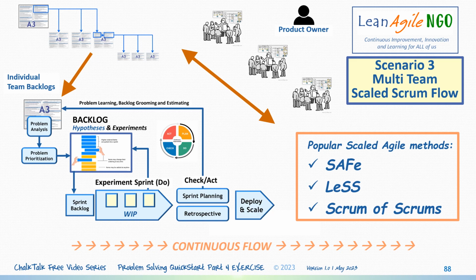In the Agile world, there are several popular scaled Agile management system approaches known as the Scaled Agile Framework, or SAFe, large-scale Scrum, or LeSS, and Scrum of Scrums. These all originated with Hoshin Kanri and essentially work in the same way, so they integrate well with an overall organization that's using Hoshin Kanri.